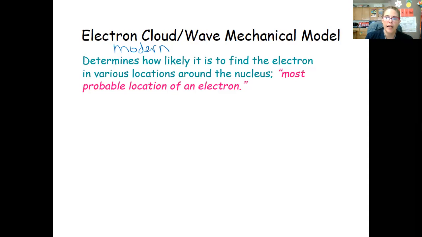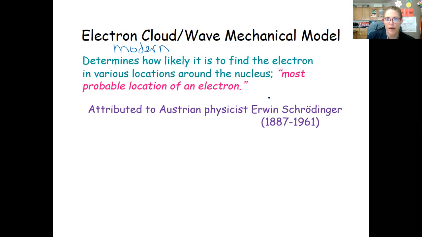And this determines how likely it is to find the electron in various locations. And we say that the most probable location of an electron is the orbital. So an orbital is like a more specific location inside the energy level. So the Bohr model just talks about things in terms of energy level. But within those energy levels, there are more specific locations, and the electrons kind of move around cloud-like. So they're constantly in motion, and it's not a predictable motion.